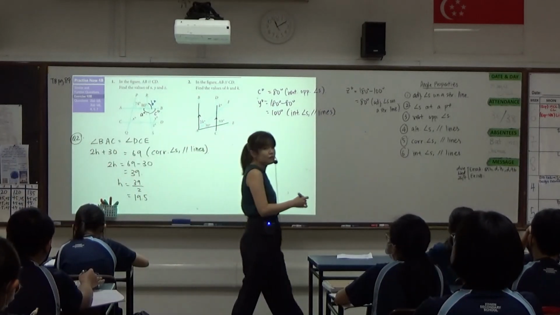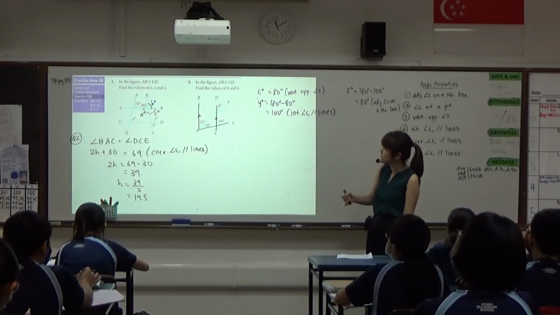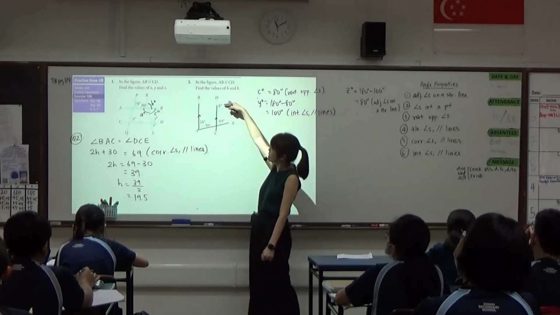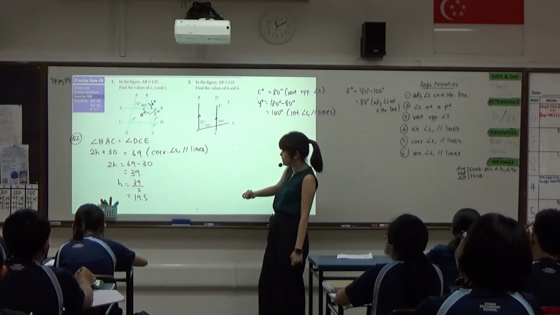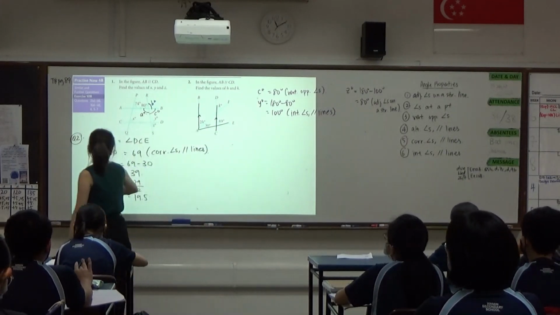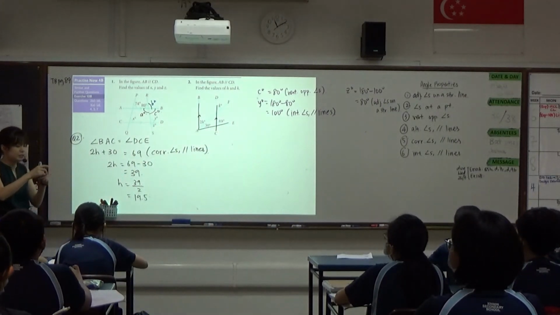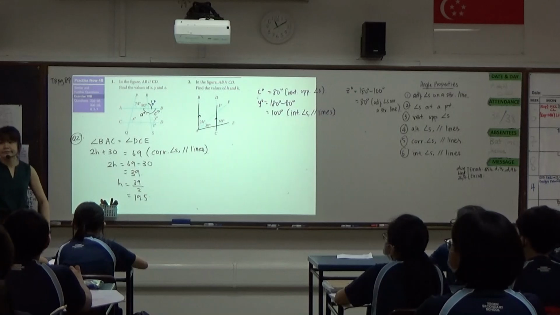Now we need to find out the value of k. So k is actually over here. How do you think we can find the value of k? Let's pick a person. Joel.